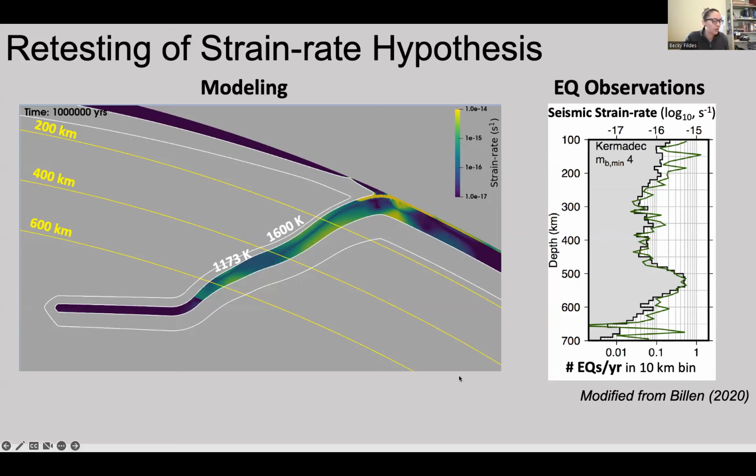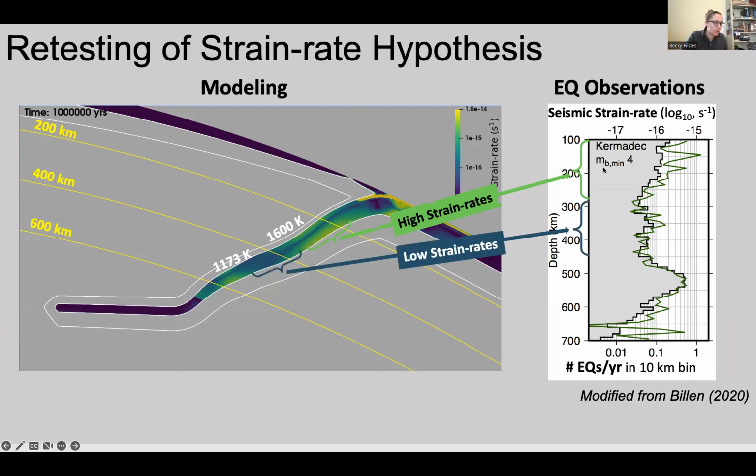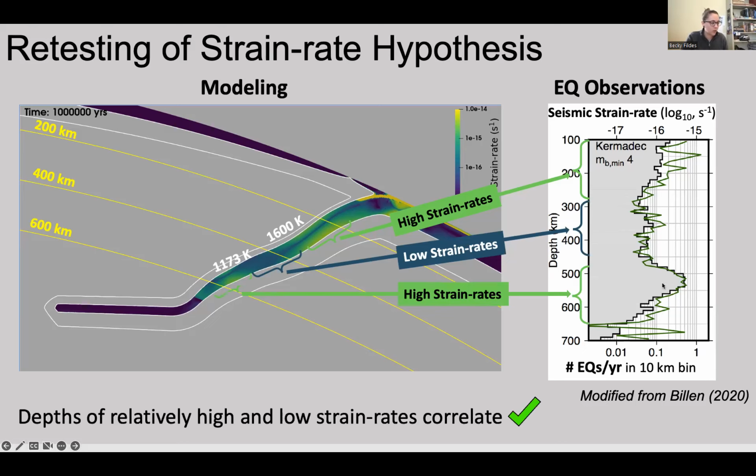As a first retesting of comparison between models and observations, we can see we have depths where we have higher strain rates, in the more yellows and greens, correlating with higher earthquake activity. We have lower strain rates correlating with depths where we see a decrease in earthquake activity. And then we see increases in high strain rates at these deeper depths, again correlating with an increase in seismicity. So this is good agreement between our modeled strain rates and our observed earthquake activity.